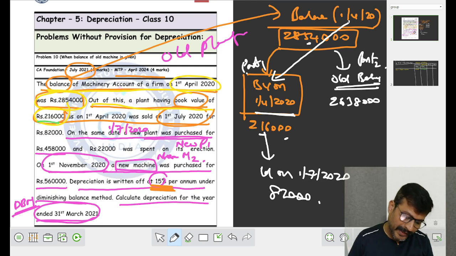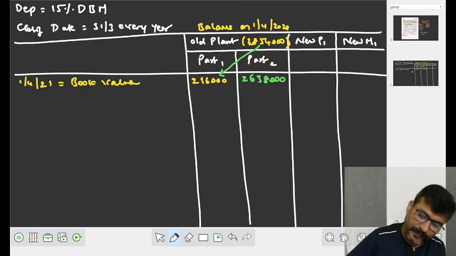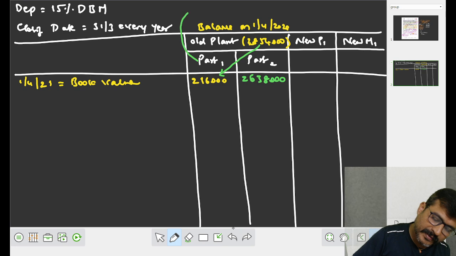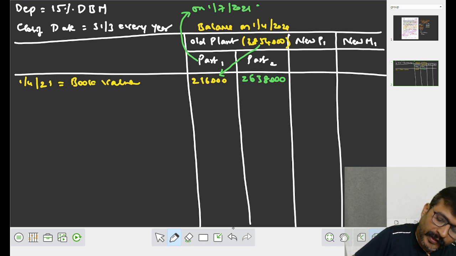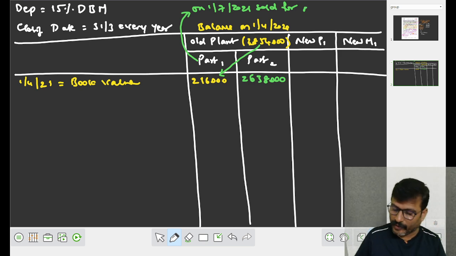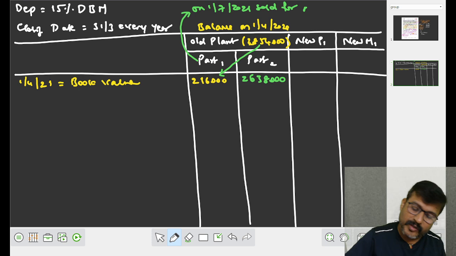Book value 2,16,000 on April 2020, sold on July 2020 for 82,000. This is on 1st July 2020, sold for rupees. For what amount is it being sold? It is being sold for an amount of rupees.